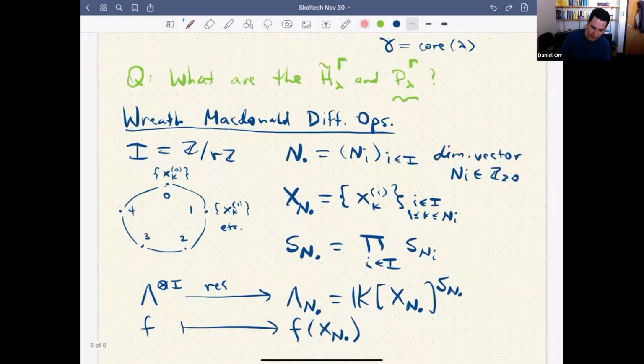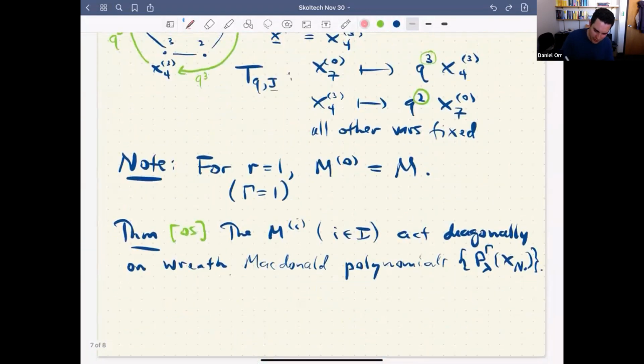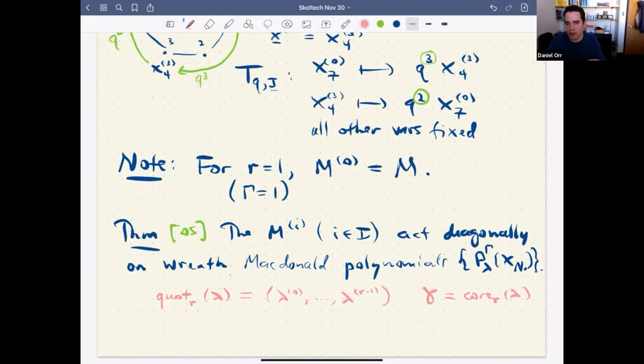So here, maybe I can say one thing like this. Here's a spot for it, actually. So you have the quotient with respect to r of lambda, and what this is, it's a tuple of partitions. And then you have the gamma, which is the core of lambda. These two pieces of information, the quotient and core, are equivalent to lambda. So there's a bijection called the core quotient decomposition. And over here, this is a multi-partition, so each lambda superscript i is a partition.